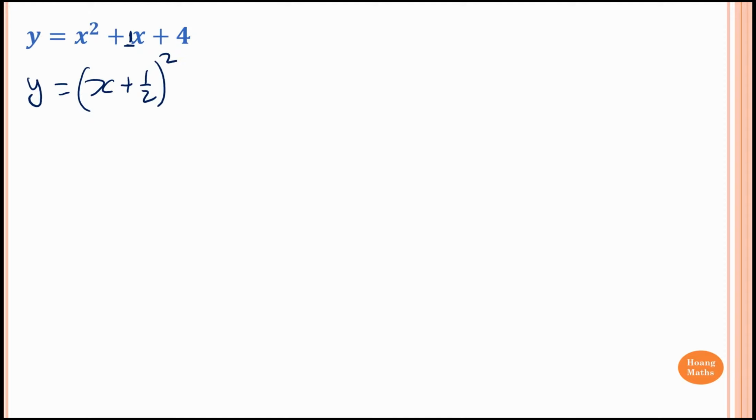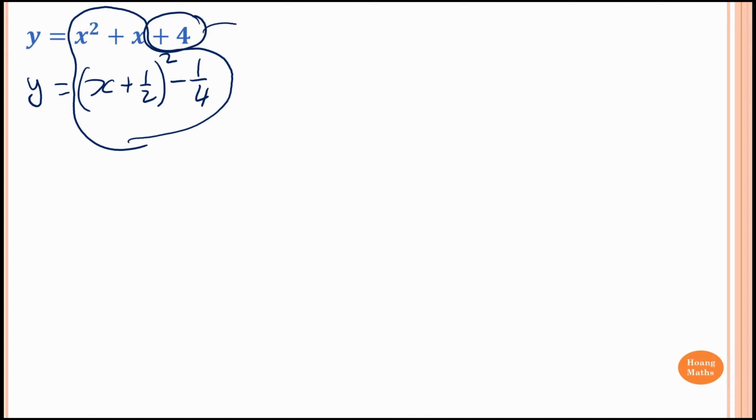Now if I expand this out, the x plus a half all squared will give me a half squared extra. So therefore I need to minus a half squared. So a half squared is a quarter, so we minus it out. So minus a quarter.